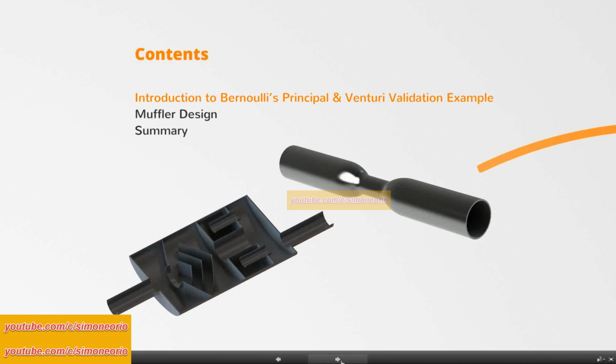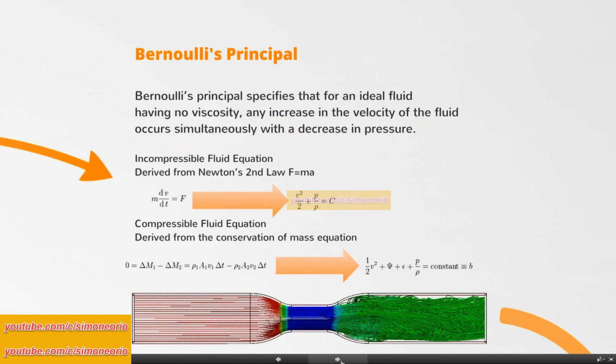So let's go ahead and look at the introduction to Bernoulli's principle. Essentially, Bernoulli's principle is very common in any engineering fluids course that you take, but it basically specifies that for an ideal fluid, any increase in velocity means a decrease in pressure, and vice versa. And this is actually based on two essential equations, one for incompressible fluid flow and the other for compressible fluid flow that you see down there. So what I want to do is take the Venturi example, which you see at the bottom of the screen here, and show this inside of Flow Simulation.